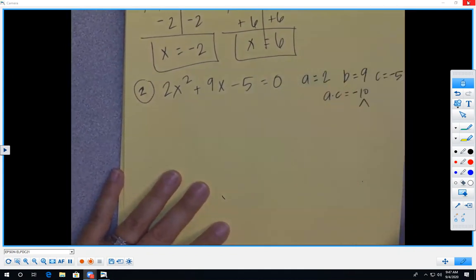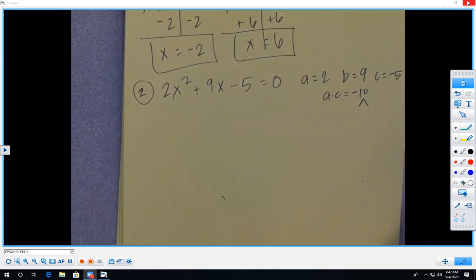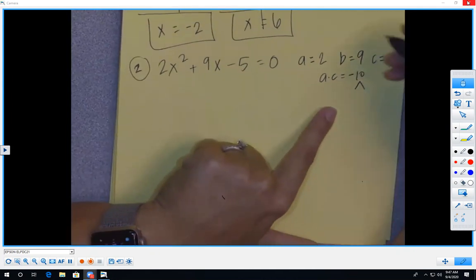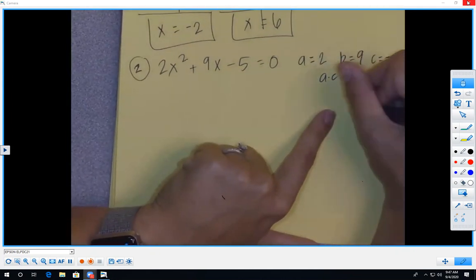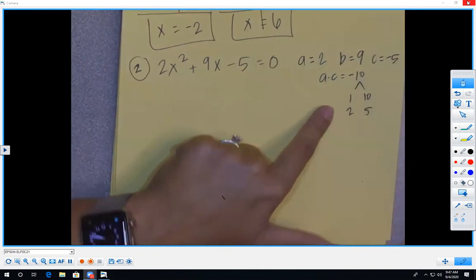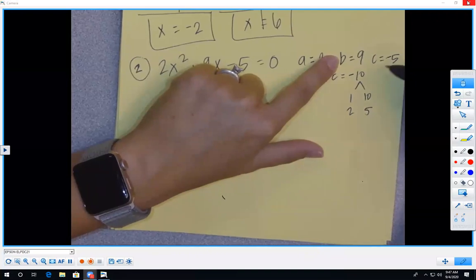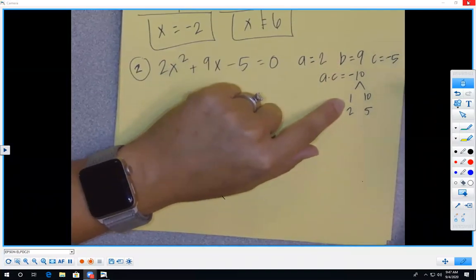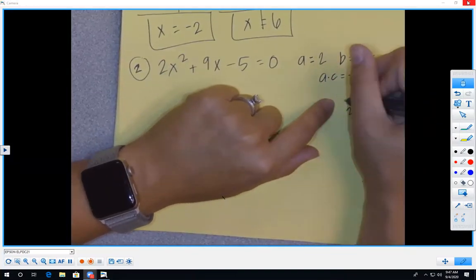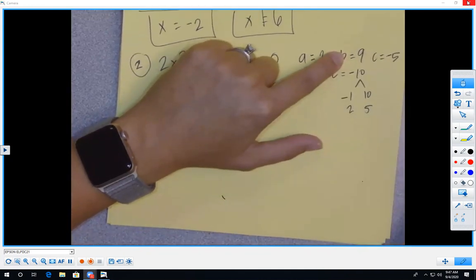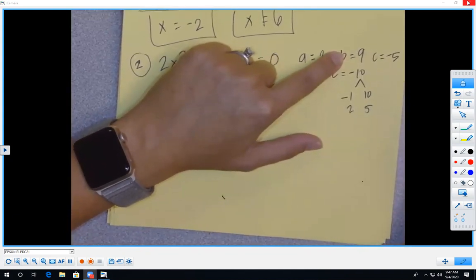Is this a shortcut problem? No, this is a long one. So things that give me 10, 1 and 10, 2 and 5, I need to get 9 out of that. Which set of numbers is going to give me 9? The 1 and 10, I need one of them to be negative. Which one's going to be negative? The 1, because it needs to be +9. So your bigger number needs to be positive.